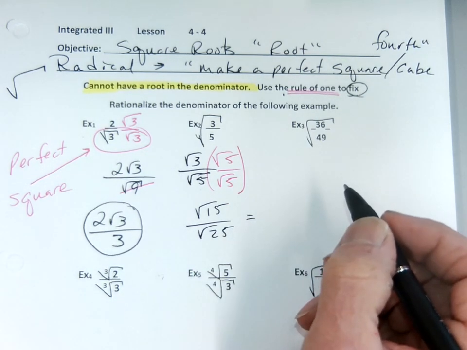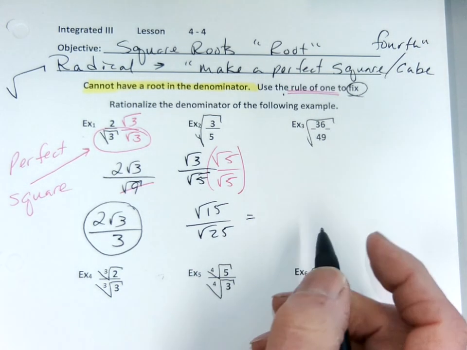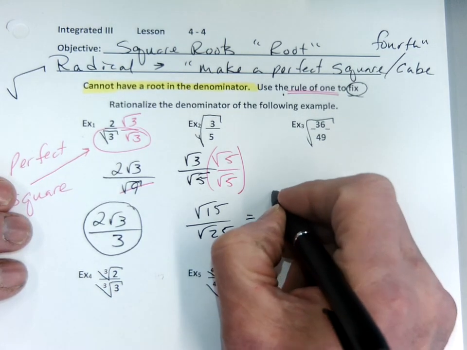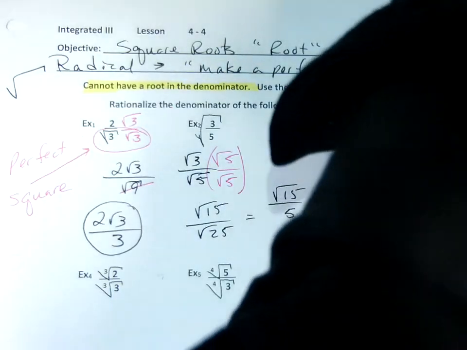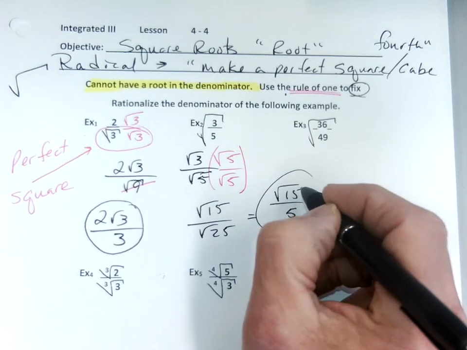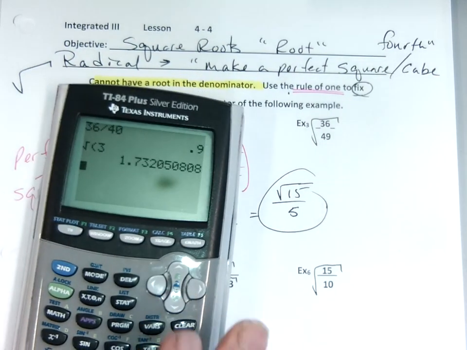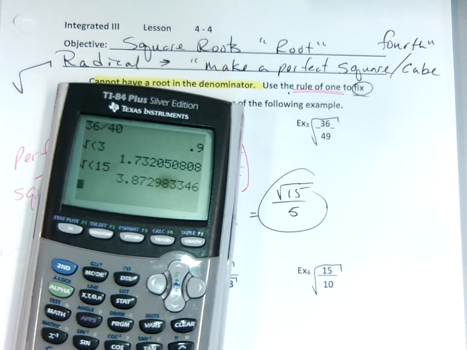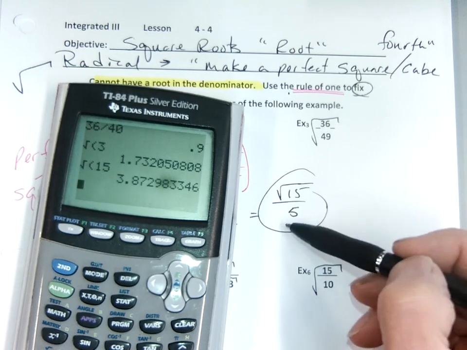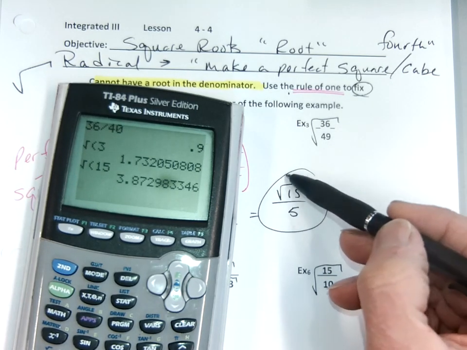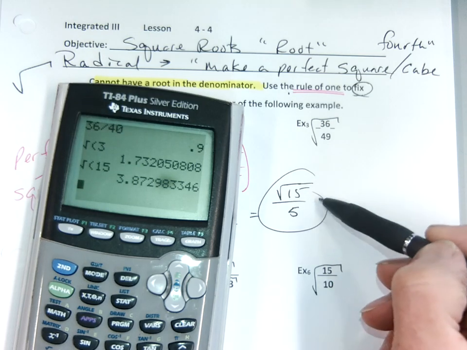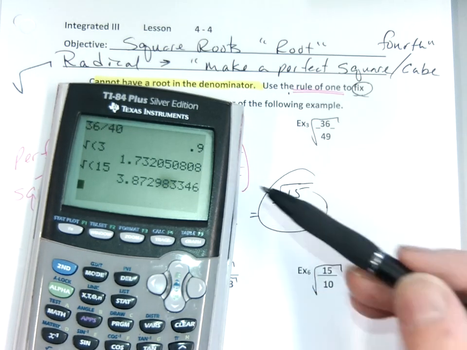Which is actually 5. Which is the square root of 15 over 5. Do not divide the 15 and the 5. Don't do that, because the square root of 15 is this number. Don't divide those at all, because that's a whole number 5 and that is not a 15. That's a 3.87 and so on, okay?